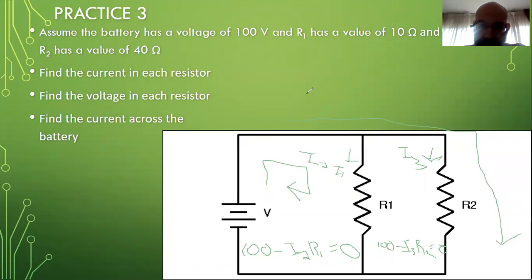All right, let's change up our color. I'm going to do this one up here. So I have 100 equals, I'm going to bring this I2 R1 to the other side, and I know R1 has a value of 10. So I have I2 times 10. And if I solve for I2, I get 10 amps.